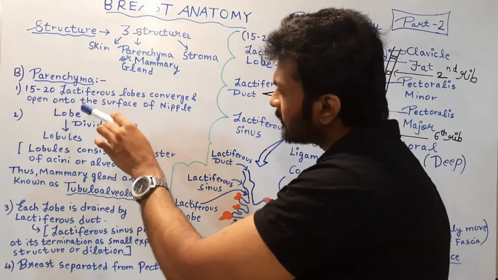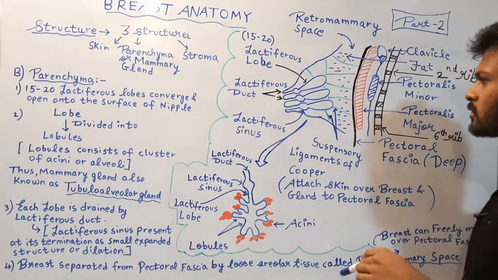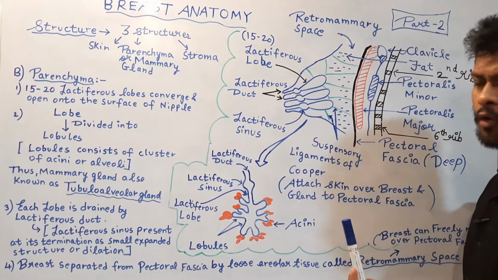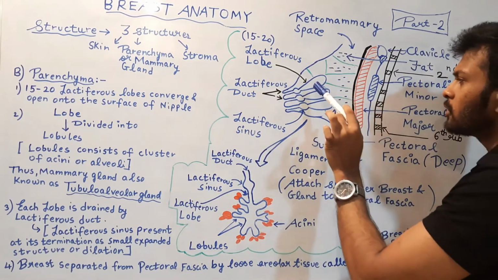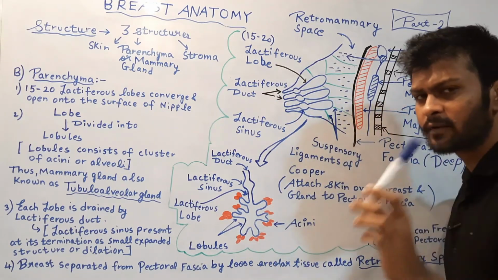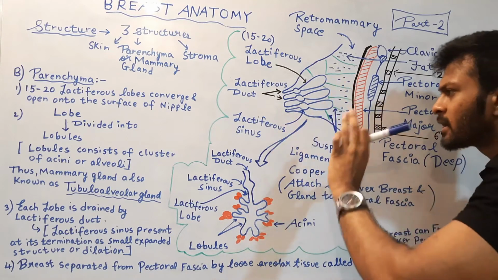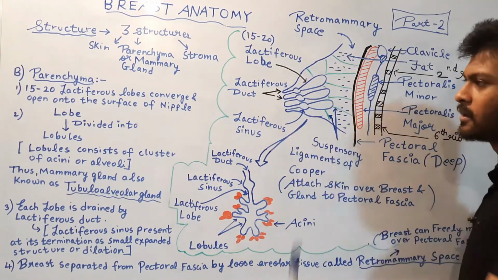15 to 20 lactiferous lobes converge and open onto the surface of the nipple. So while explaining nipple, I have already covered this point that for the sake of understanding, I have only showed 3 lactiferous lobes, but actually there are 15 to 20 lactiferous lobes. So 15 to 20 lactiferous lobes will converge and open onto the surface of the nipple.